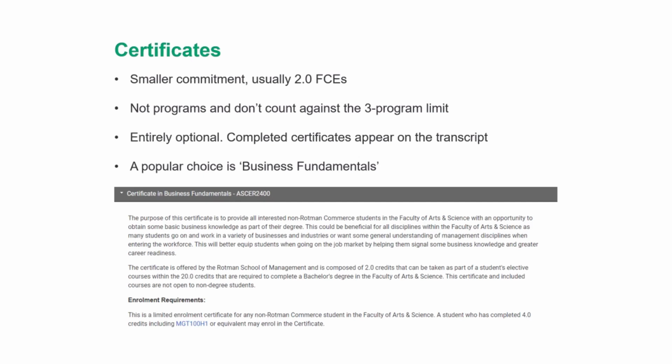A really popular option is the certificate in business fundamentals. There were a lot of questions related to this idea of how many credits do I have to complete, and what about these 20 credits that I need for my degree? You can do certificates as part of those 20 credits that are not needed for your programs. Felix, I just saw that question in there. FCE means full credit equivalent or full course equivalent. So you need 20 FCEs or 20 credits in order to earn your degree.